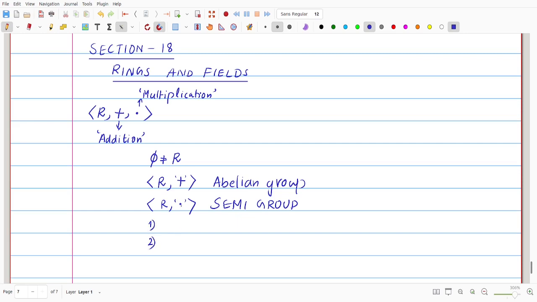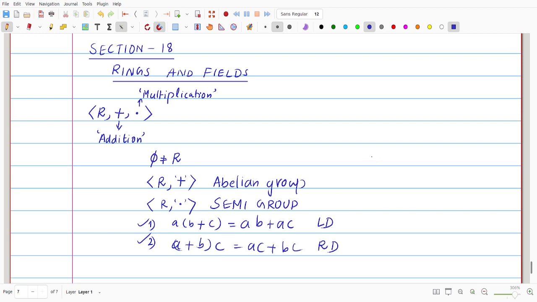Distributive property of multiplication over addition. If you choose any three elements a, b, c from the ring, then a times (b plus c) gives ab plus ac. This is what we call the left distributive law. Similarly, (a plus b) times c equals ac plus bc. This is the right distributive property. So this is the distribution of multiplication over addition from the left, and the second one is the distribution of multiplication over addition from the right hand side.